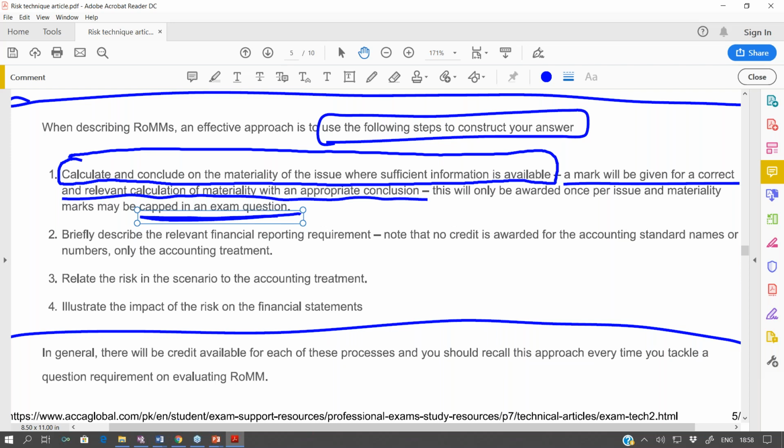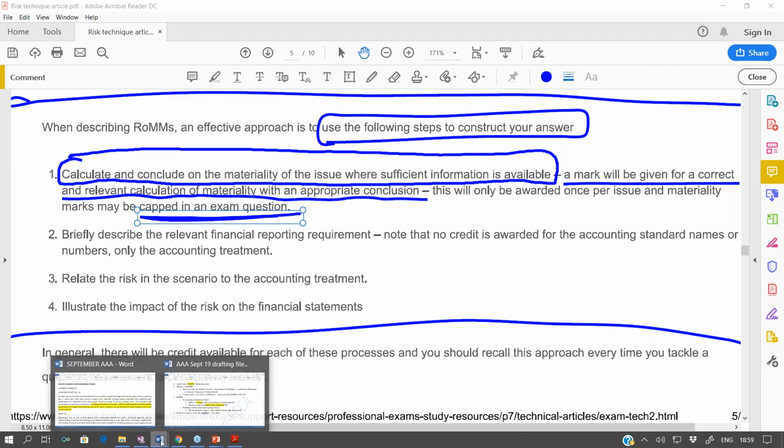So can we calculate more than 4 materialities in one single exam question? No, because the examiner is saying the marks are capped up to 4. So in one question, the maximum materialities I can calculate is 4, because the examiner gives 1 mark up to a maximum of 4.